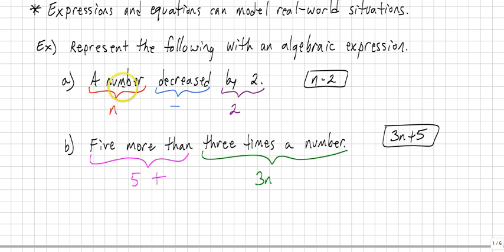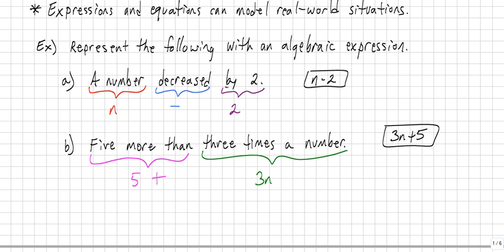So a number, well, we don't know what the number is, so we're going to use a variable. I chose n. You could use another letter if you want. Decreased, so getting smaller, so that insinuates subtraction. And by 2, so how much smaller is it getting? Well, it's getting 2 smaller. So it'd be n minus 2. So n minus 2 algebraically represents what this says in words.